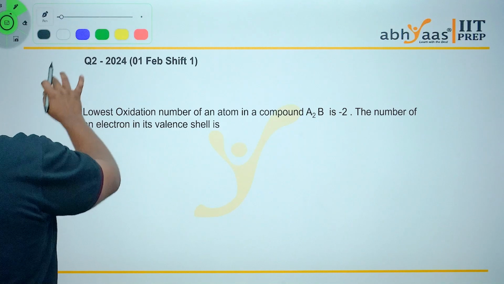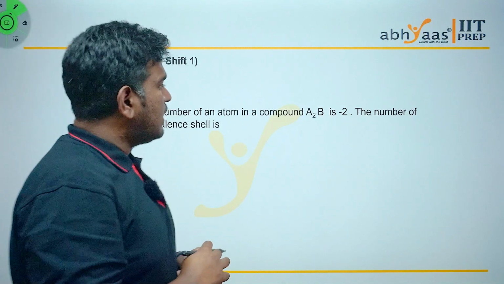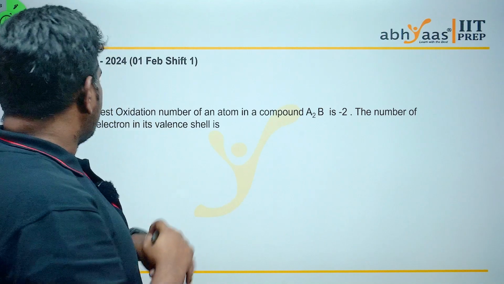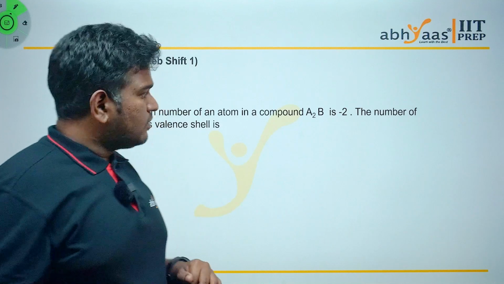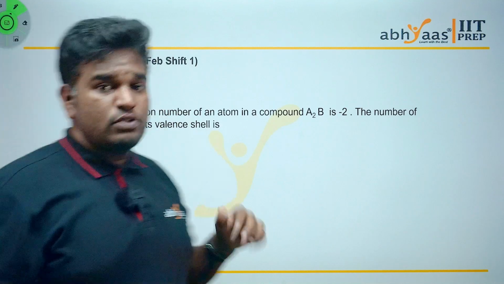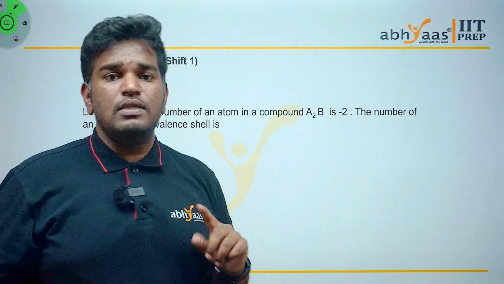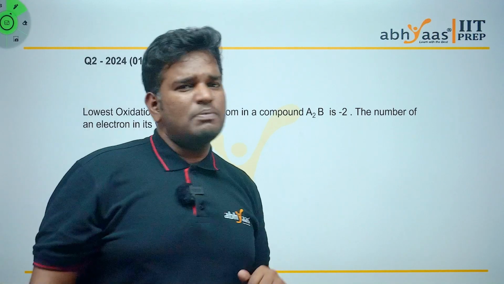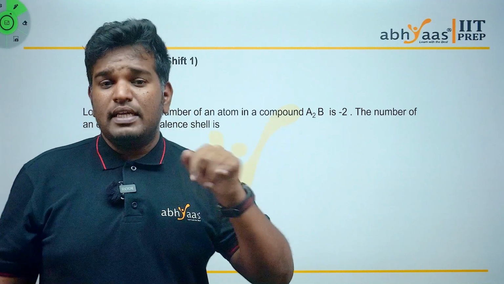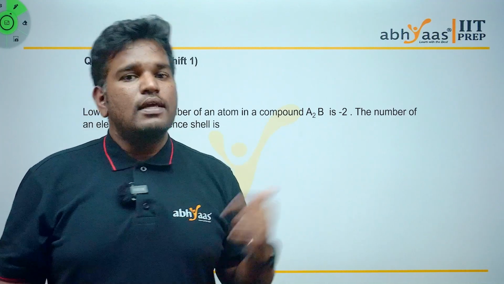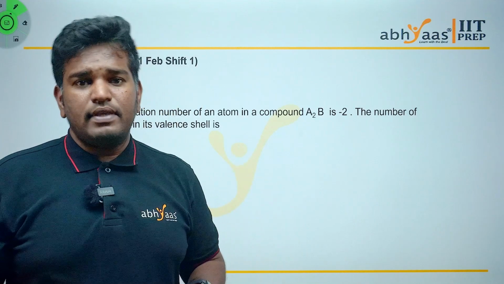Here you just see, lowest oxidation number of an atom in a compound A2B is -2. The number of electrons in its valence shell is. So you can see here we are having a diatomic molecule, and you see -2 is the oxidation state. So when you are thinking about -2 oxidation state, we will be getting the thought of the element. Which element? It will be oxygen. So here the same logic we can apply and we can come to a conclusion.